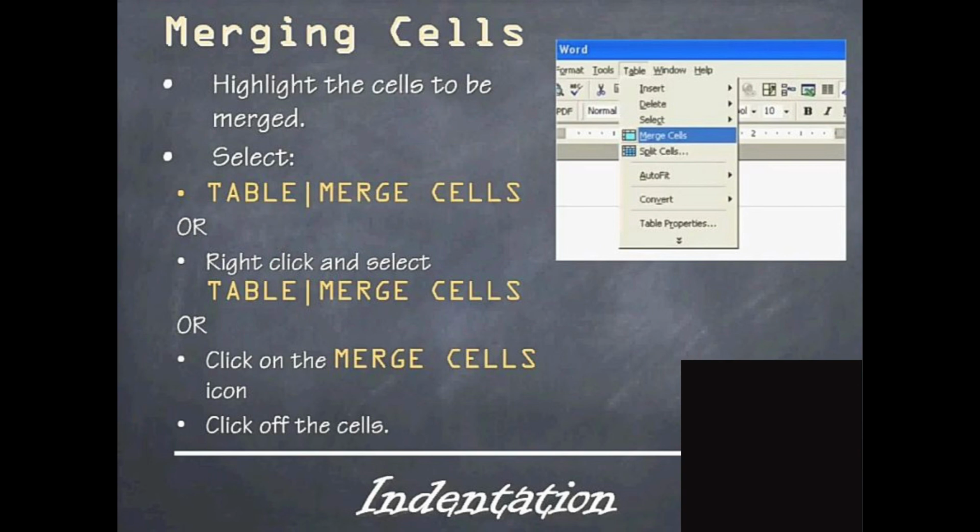The last is merging and splitting cells. Merging cells has to do with combining two cells together into one. So to merge cells, you're going to highlight the cells to be merged. You're going to select the table and then merge cells, or you can right click, then table, and then merge cells, or you can click on the merge cells icon at the top and then click off the cells, and you will see that your cells are merged. So they are combined together.